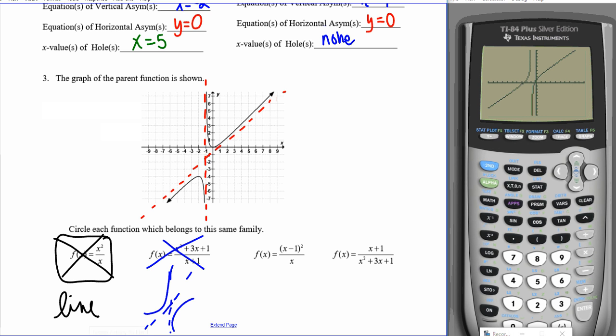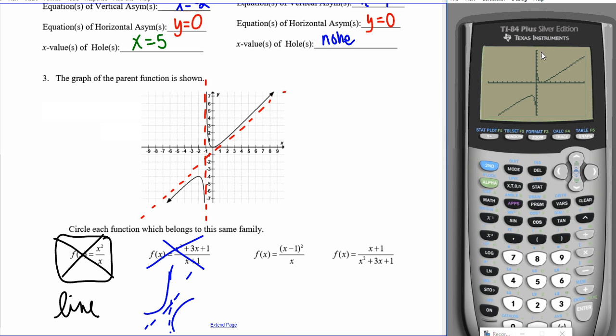So that's not good. All right, let's go to my next one. Clear out what's up there. I've got (x minus 1), the quantity squared, all over x. Oops, graph. Now this one looks like it's making the same shape. My asymptote is not in the same place.